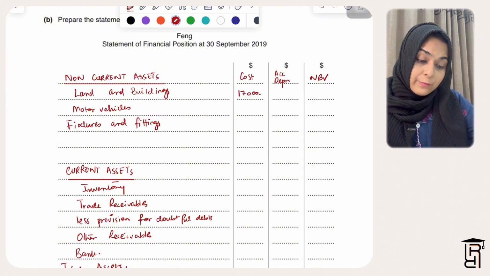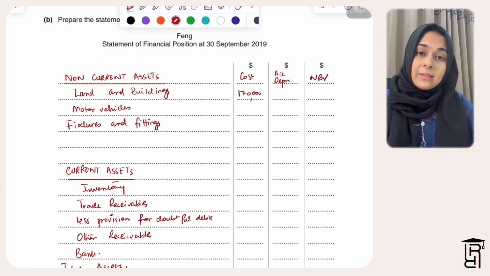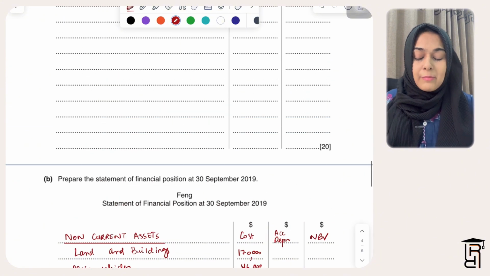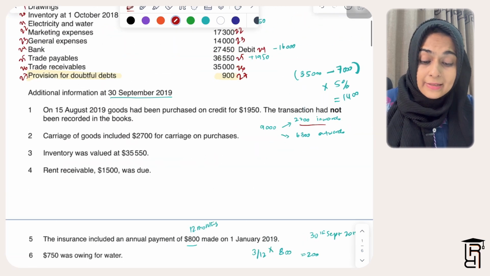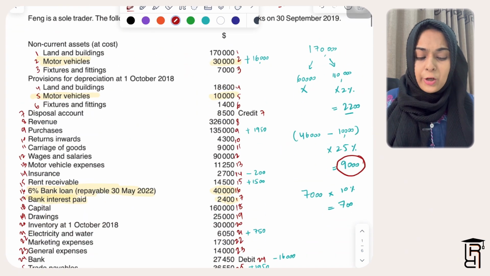So 170,000 for land and buildings, motor vehicles was 30,000, plus there was a 16,000 new motor vehicle that we had purchased. So this is going to be 46,000, and 7,000 was for fixtures and fittings. These are my costs for non-current assets. And then we need to record the provision for depreciation for non-current assets.